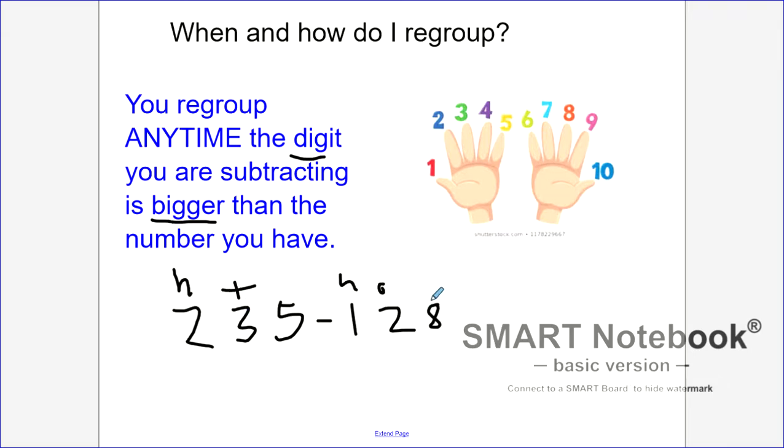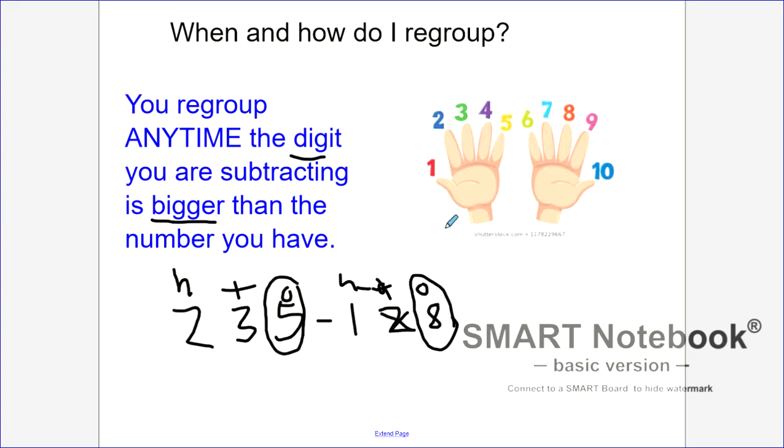So in my hundreds place, I have 200, but I'm trying to take away 100. 2 minus 1, I can do that. My tens place has 3, and the number 2 is what I'm subtracting. 3 minus 2, I can do that. 3 minus 2 is 1. But then we get to our ones place, and I have 5, but I need 8. To do that, I would have to regroup.